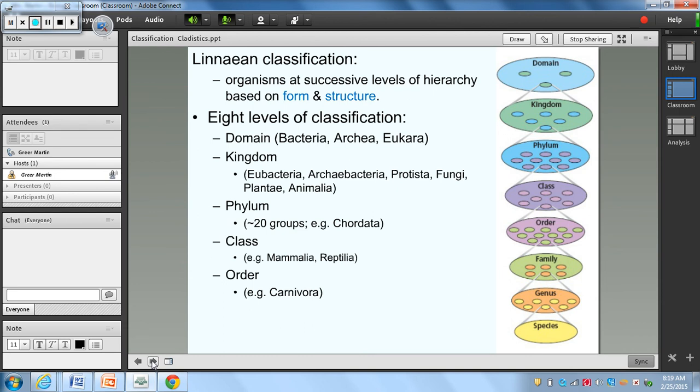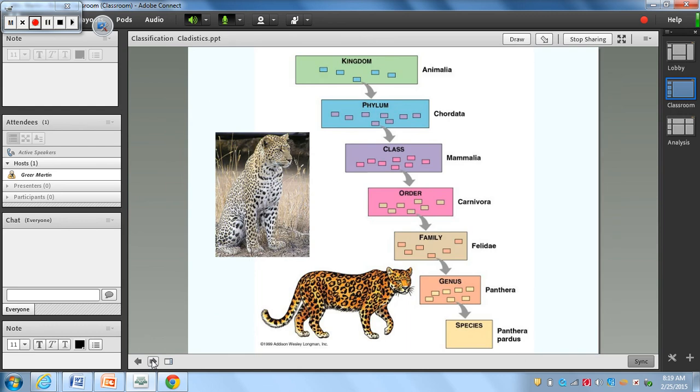Then you have order. An example with this would be Carnivora. Then you have family, genus, species. So to get the specific two-name system or scientific name for an organism, we're looking at these 2 levels. Remember, this one is capitalized, this one is not, and they're both italicized or underlined. So kingdom, phylum, class, order, family, genus, species.